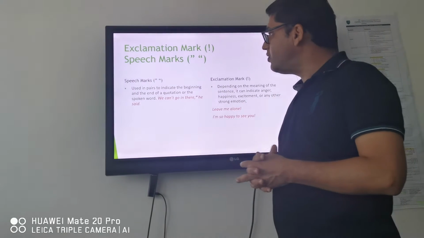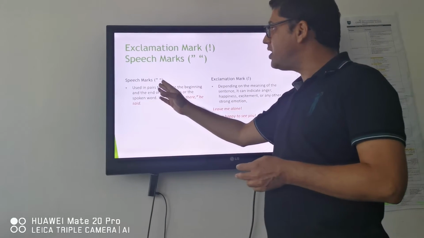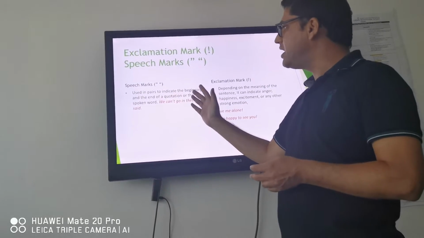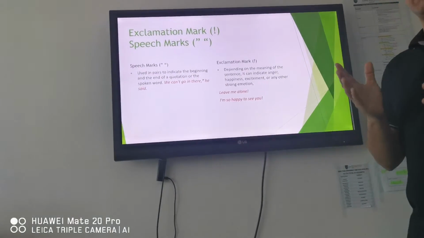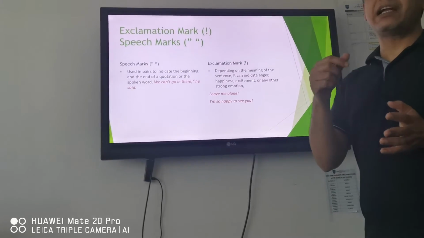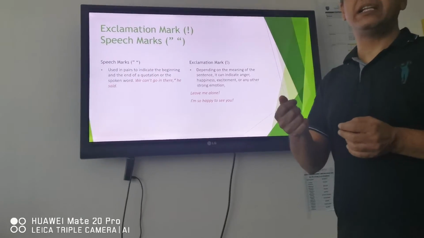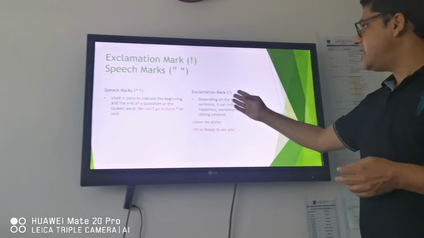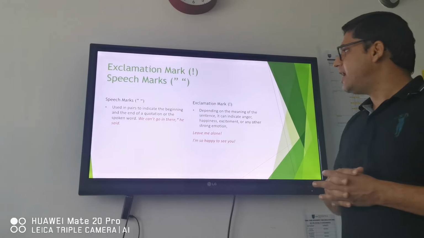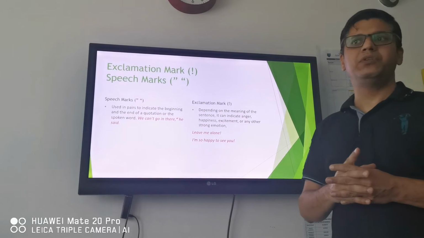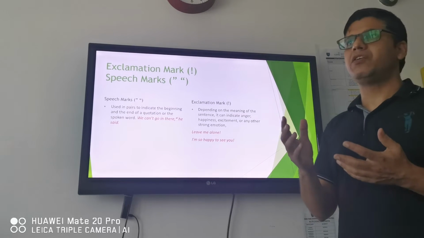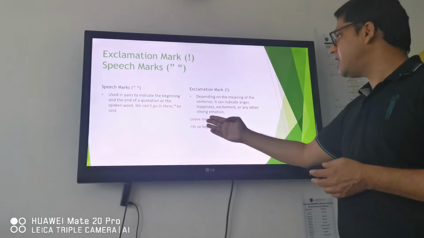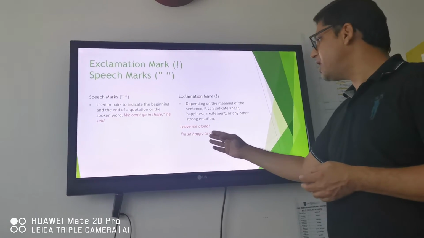Speech mark, okay, it starts with a double comma and ends with a double comma. Actually this indicates the beginning and end of a quotation. For example, somebody speaks something, so exactly what he said, we want to quote that in the sentence. So this is used with the speech mark. Then exclamation mark. Exclamation mark is normally used to express excitement or anger or happiness. So the examples are like, leave me alone! I am so happy to see you!